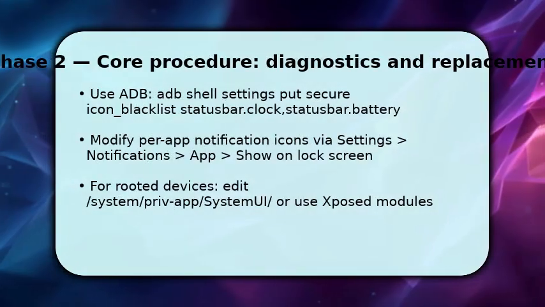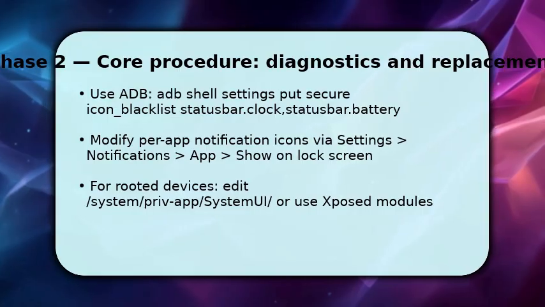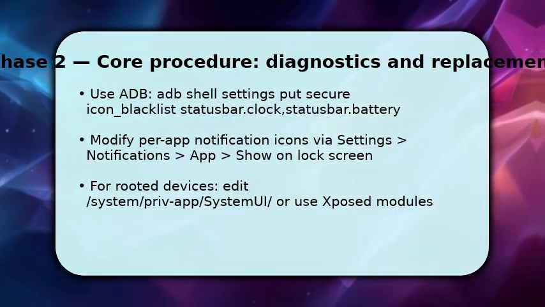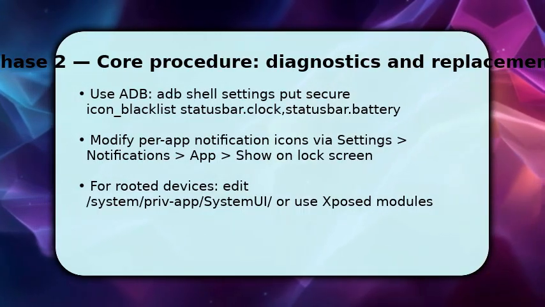You will now run the core commands to hide icons. If using ADB, execute a settings put secure command to modify the status bar icon blacklist. List ID, separated. That hides them system-wide.